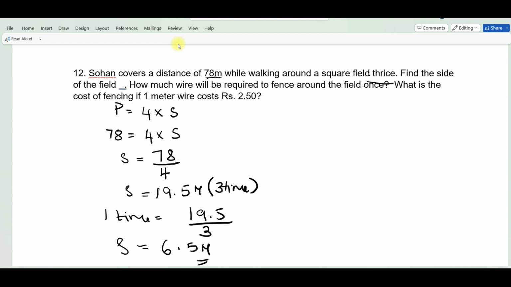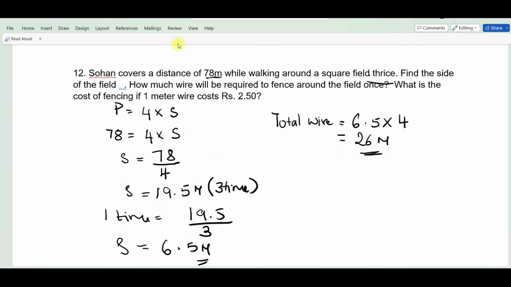Now let's move to the second part of the question. It says how much wire will be required to fence the field. Now we have to understand, this 6.5 is for one side. So if we have to find the total wire for the field, this is for one side, and I have 4 sides in a square. So I have to just multiply by 4, which gives me 26 meters. So this is the total wire which I require for a square.